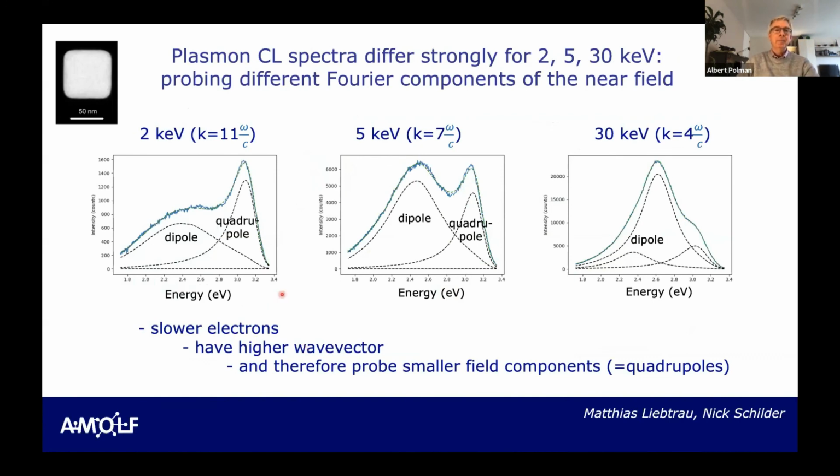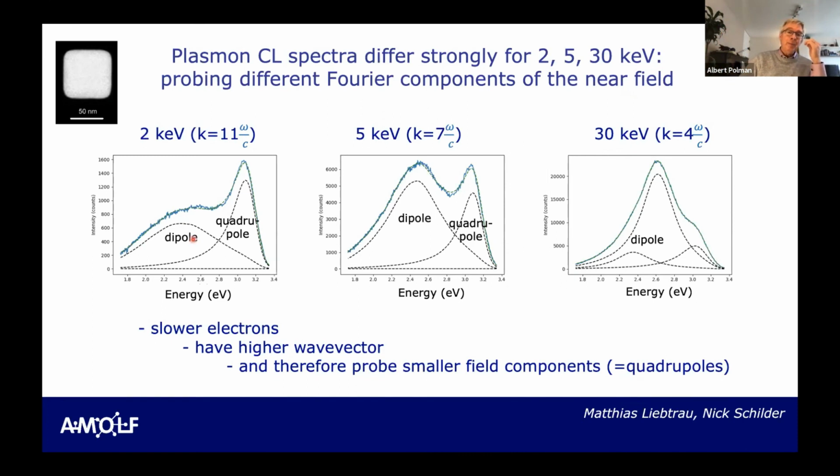If I have a 2 keV electron, it is very slow, about 11 times slower than the speed of light. So a 2 keV electron is just like light propagating through a material with a refractive index of 11. Very, very slow light. If the electron wave moves very slowly, the spatial frequency between the electron oscillations is very small, so the wave vector is very high. A 30 keV electron has a wave vector of a little more than 4. So the electron performs a Fourier transform of the near field at just this wave vector.